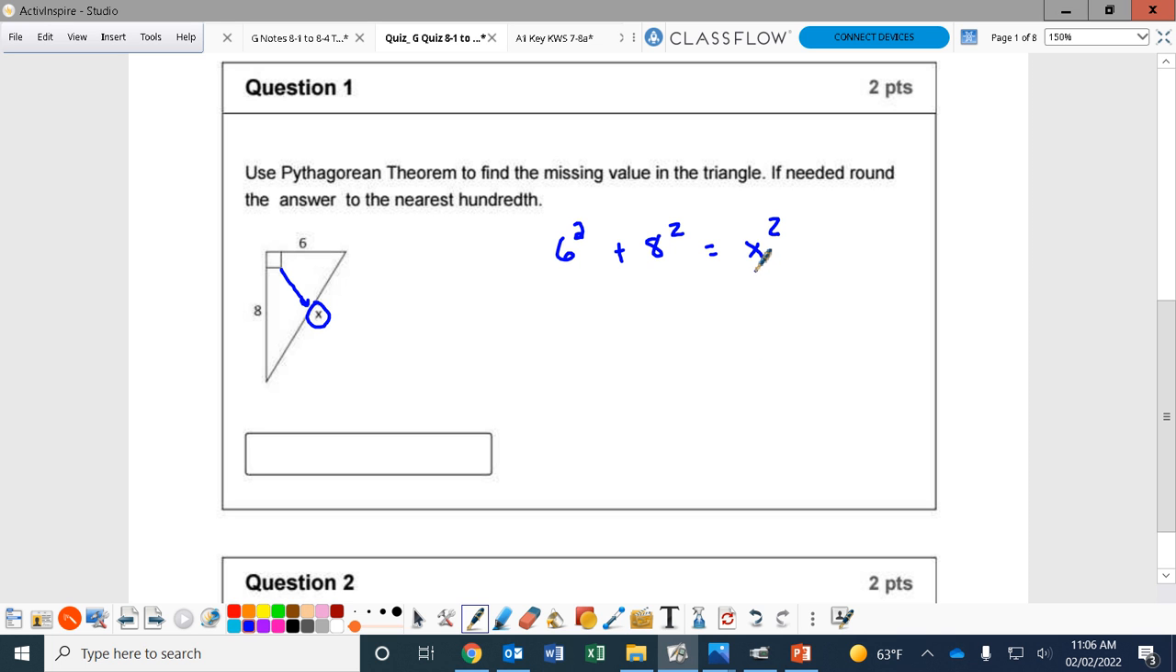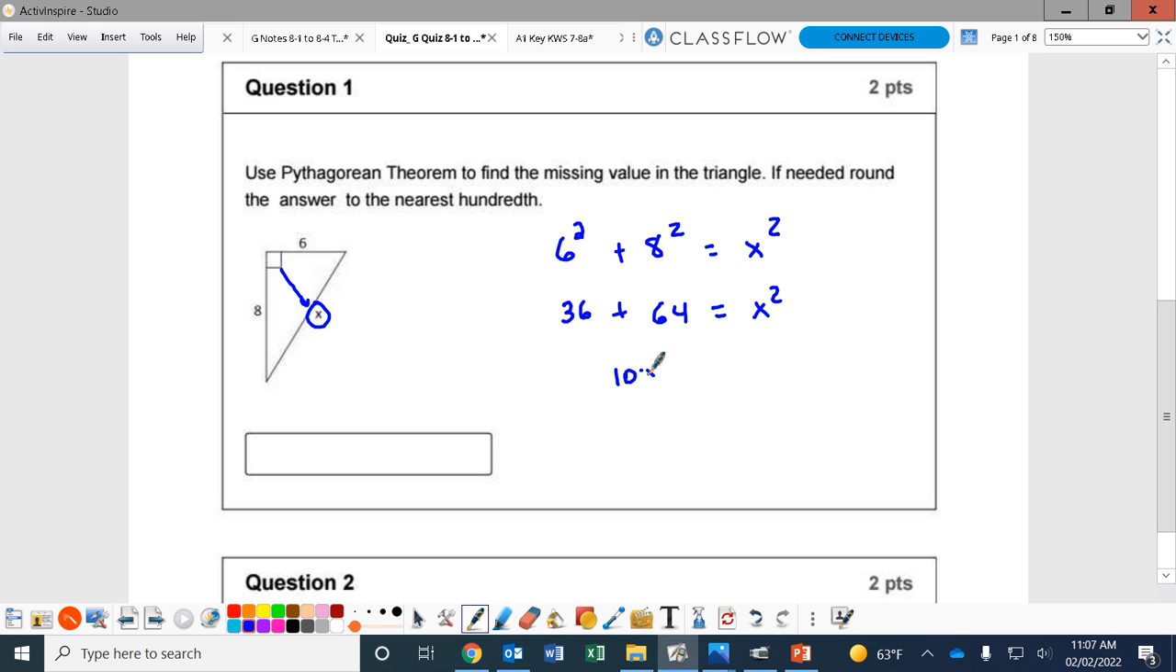Like 3 squared plus 4 squared is 5 squared, so you can multiply by it. It is a Pythagorean triple, so it is just one of those. Yep. Good. So that'd be 36 plus 64 equals x squared, which makes it 100.